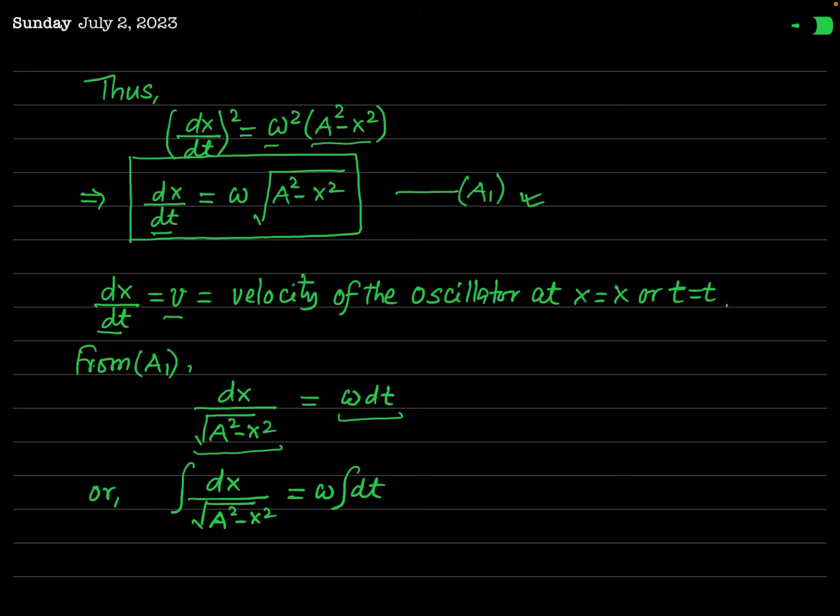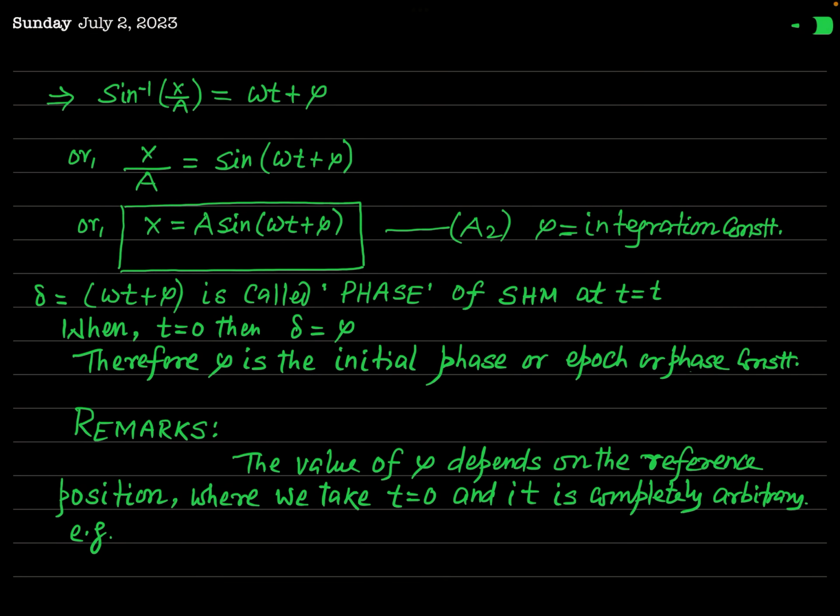So the integral of dx over the square root of a square minus x square is equal to omega times the integral of dt. This is a very simple integral. Definitely you have an idea of it. You know what will be the integral in the LHS? This will be simply sine inverse x over a, and the integral of dt will be simply t. And since again it is an indefinite integral, we have to put another integration constant. So let us see. Our result is sine inverse x by a equal to omega t plus phi. Here phi is another integration constant. And so you can say that x over a will be equal to sine of omega t plus phi.